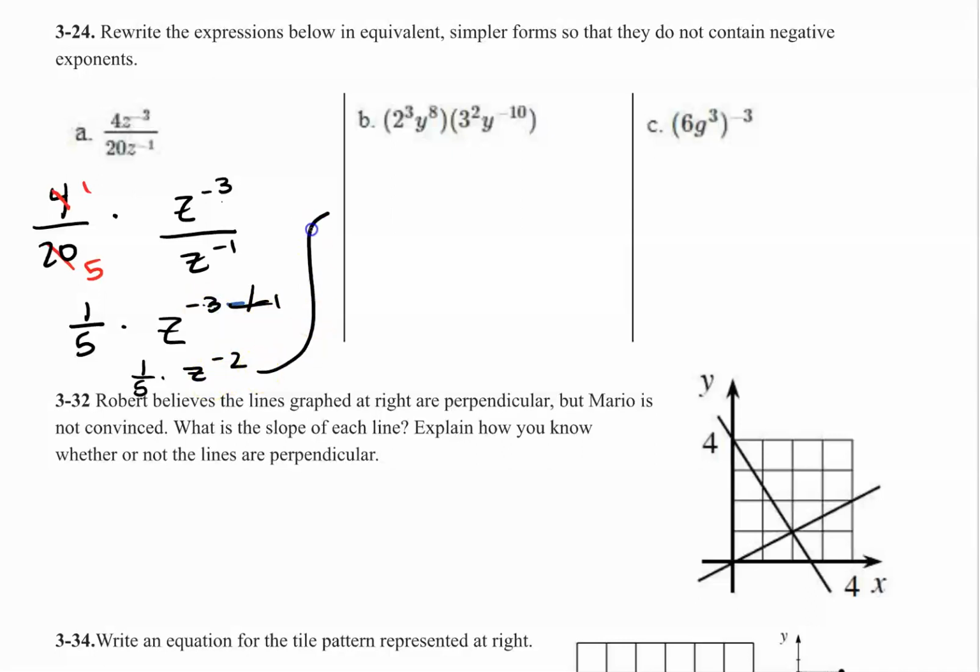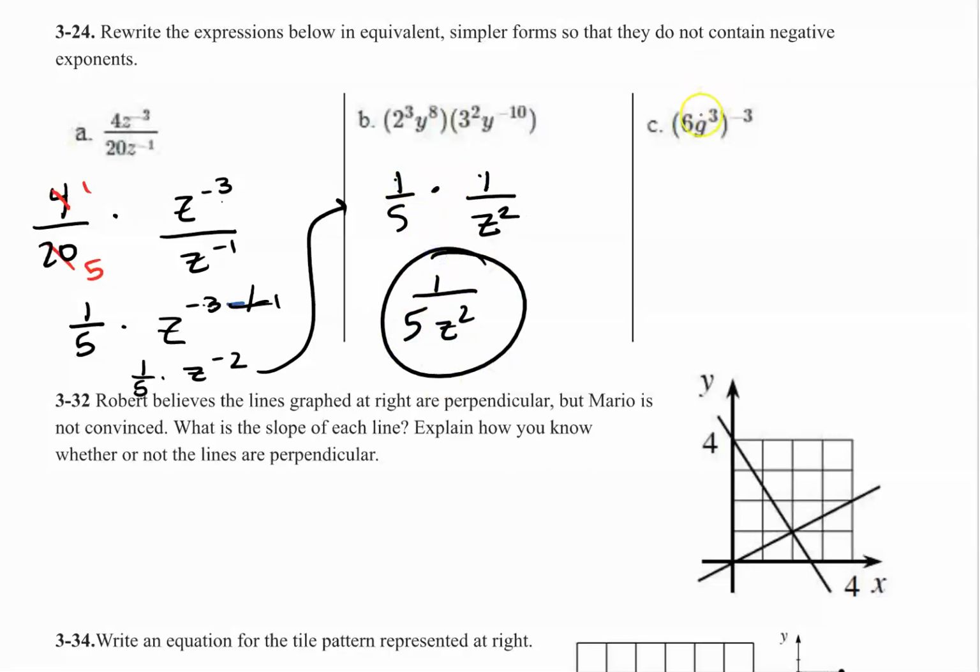Okay, but we're not done yet, because when you have a negative exponent, you cross the line and change the little sign, just like that. And at the end of the day, 1 times 1, multiply across the top. That's going to be 1 over 5 times z squared.